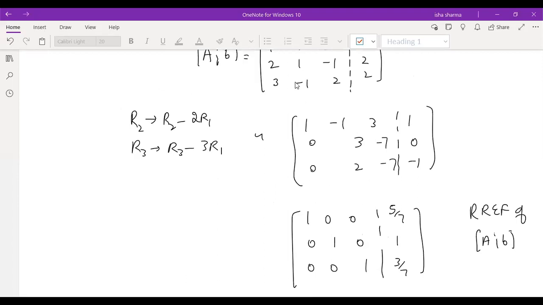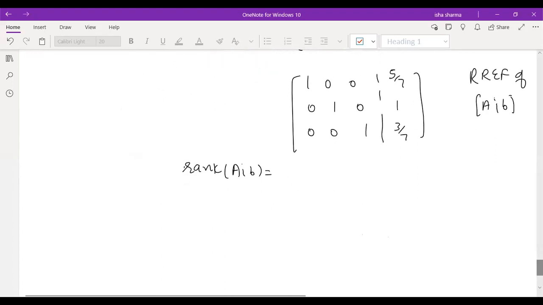3, because you just need to count the number of non-zero rows. If you count the number of non-zero rows, this is 3, and from here only you will find the rank of A. What is the rank of the coefficient matrix? That is also 3. To find the rank of the coefficient matrix, you will see only up to this part, because this part is A, and this complete part is AB.